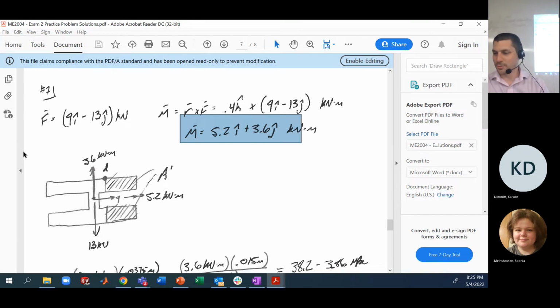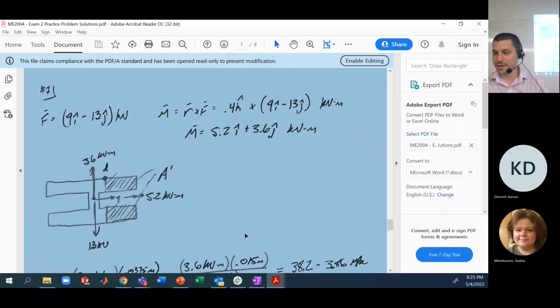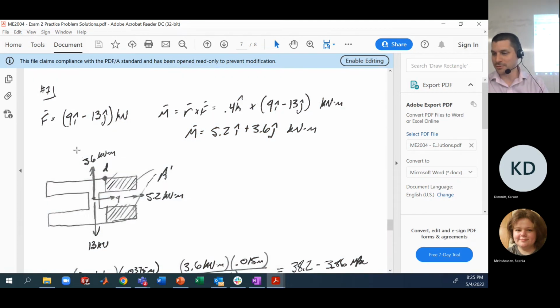Fine. So we make our cross section, we look at it, and we have a couple of things going on. We have the bending moment 3.6 kilonewton meters, and the bending moment 5.2 kilonewton meters. We have the 2 transverse shear loads, the 9 kilonewtons and the 13 kilonewtons.